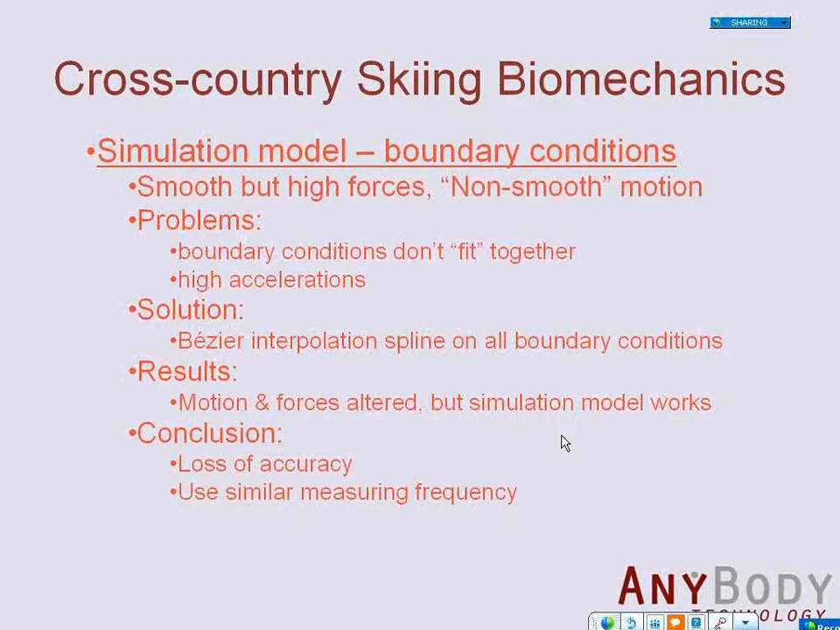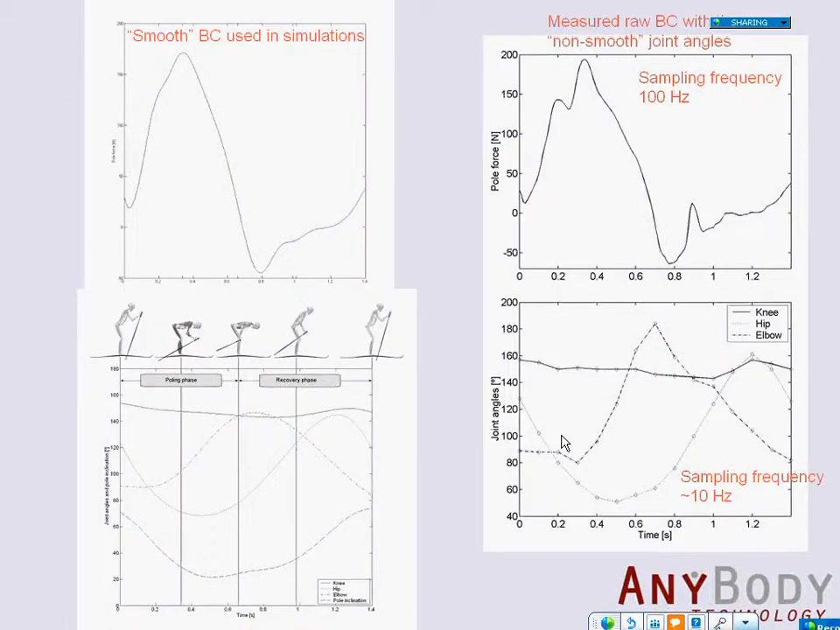Here we have some kinematics and pole force curves. To the left we have the smooth pole force and joint angle curves after applying the Bezier interpolation spline. This was used in the simulation model. And to the right we have the raw measured pole force and joint angles. As you can see, the motion of the joint is non-smooth.